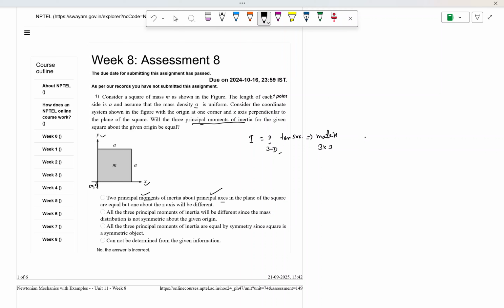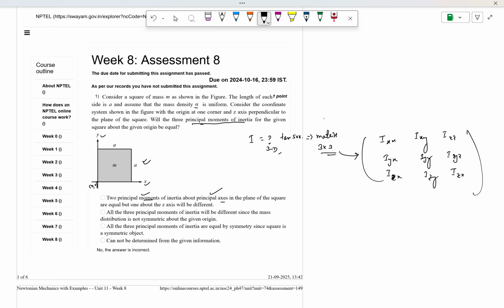So the matrix will be something like Ixx, and so on, down to Zx, Zy, Zz. This is the 3 by 3 matrix that you first have to find for a problem of a square with these dimensions.